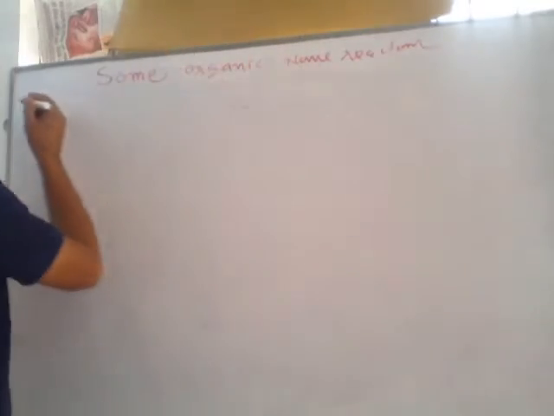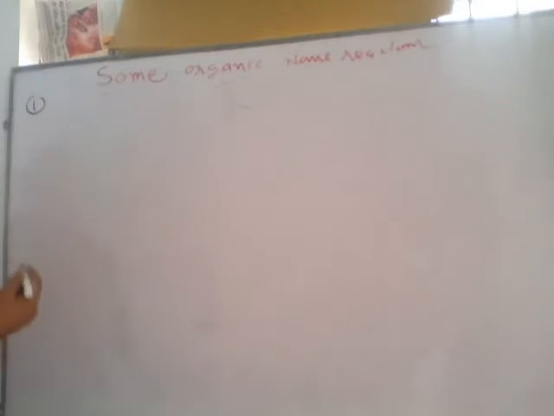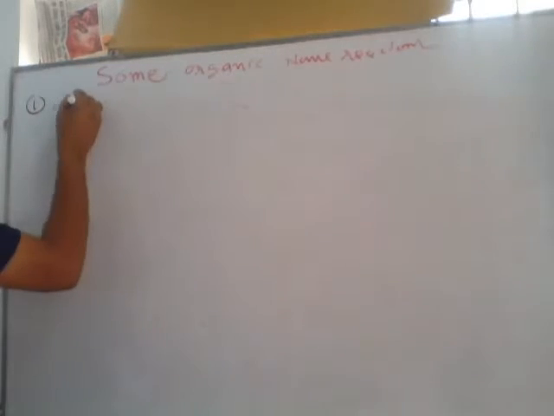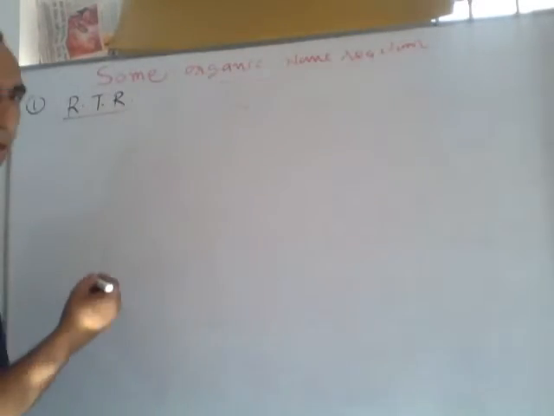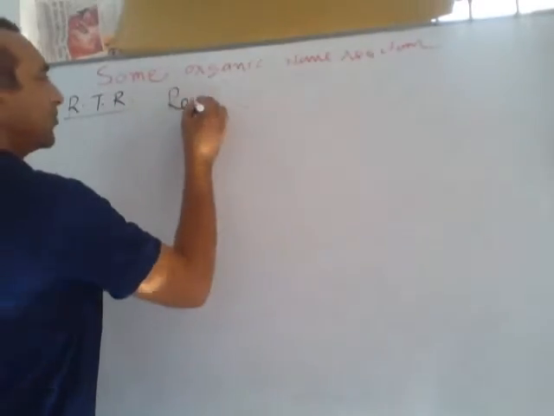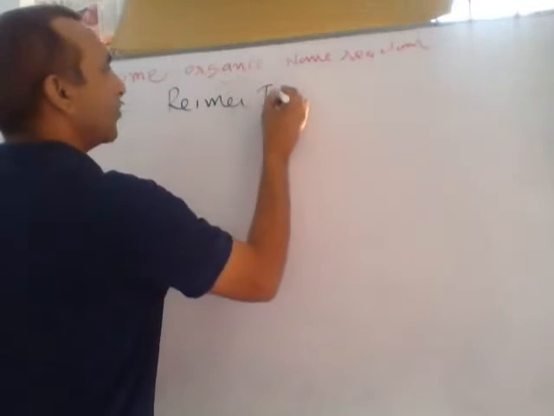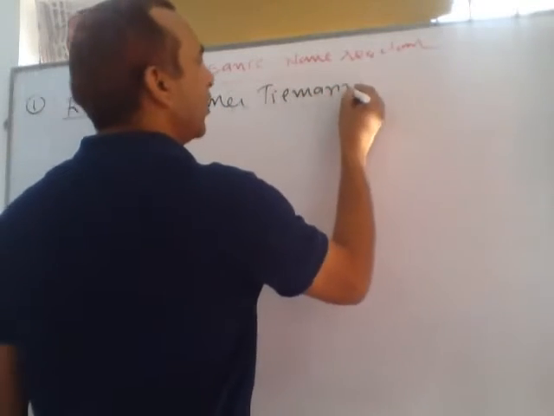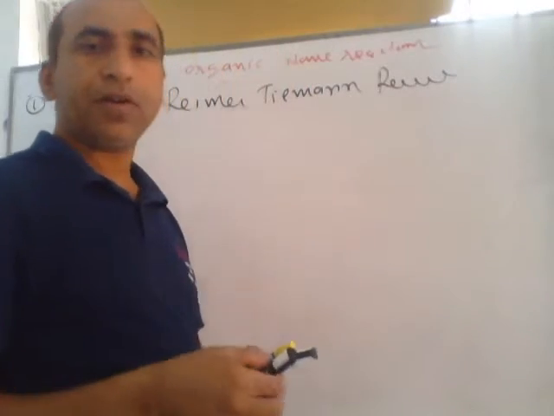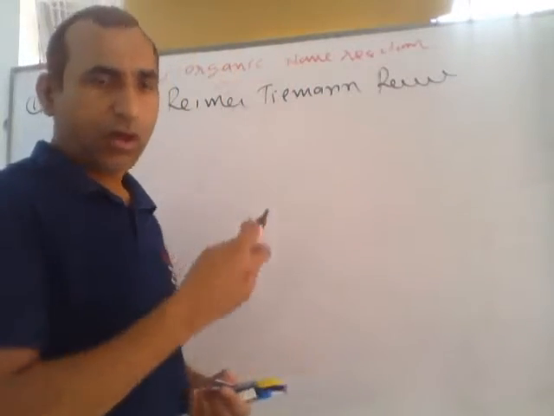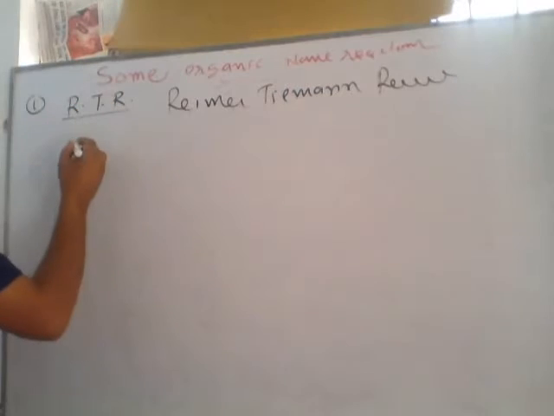Suppose some reactions. Suppose first is RTR. The RTR is Riemann-Tiemann reaction. So how can we remember Riemann-Tiemann reaction? I am writing here a trick.